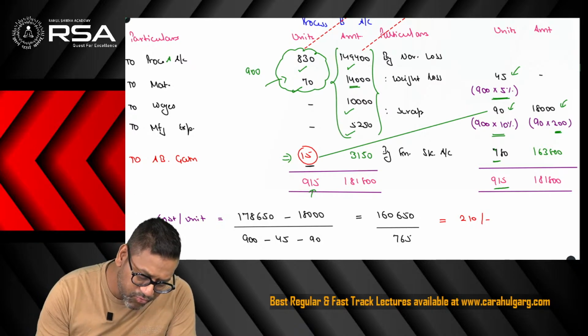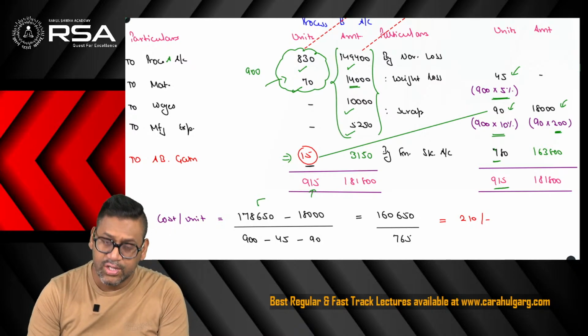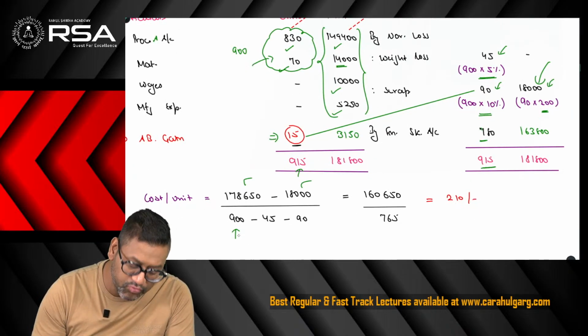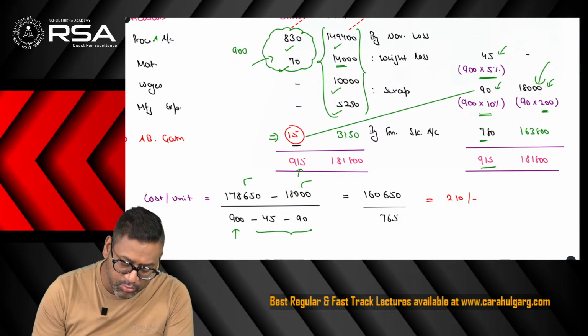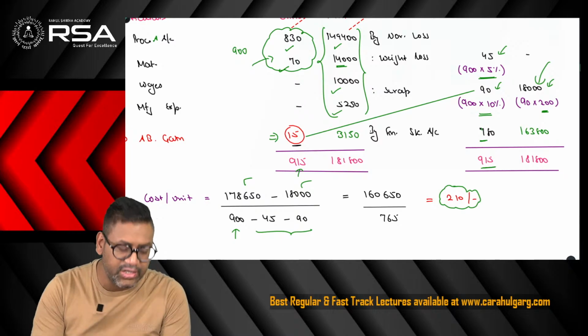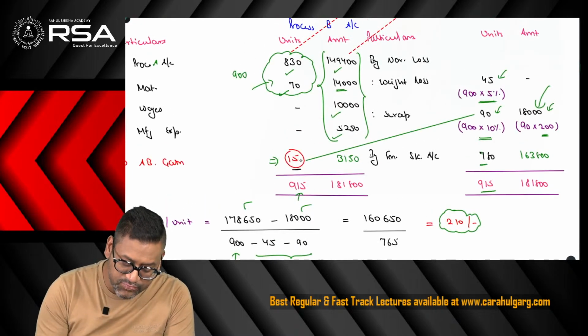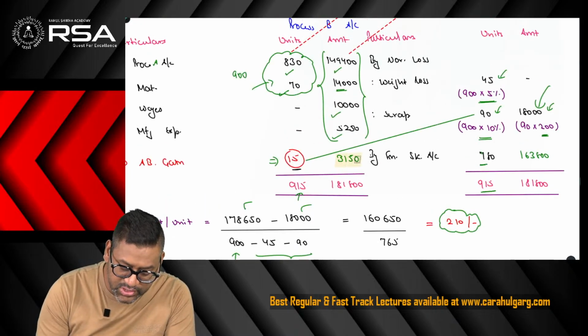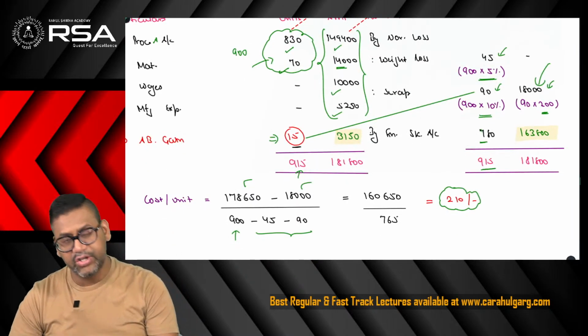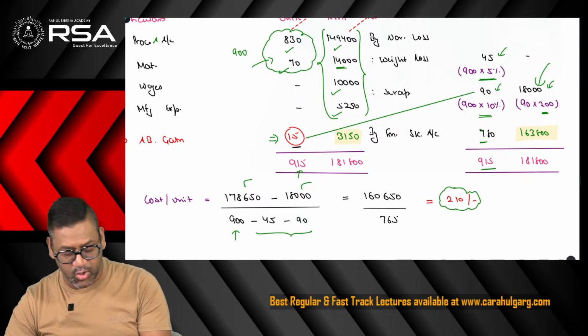So the same formula: total cost debit in process minus the scrap of normal loss, which was 18,000, upon total units input, which were 900, minus the normal loss units. By doing this we get a value of 210 per unit. You multiply this 15 by 210, you get the value as 3150, and in similar manner you multiply it by the 780 complete units, you get the value 1,63,800.